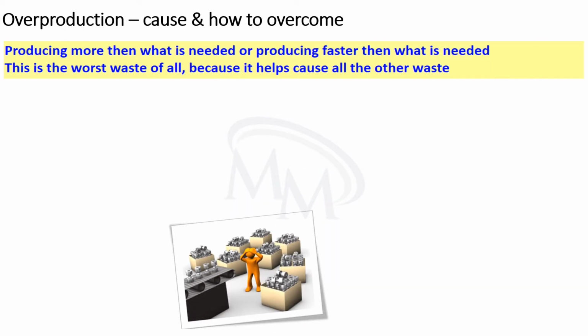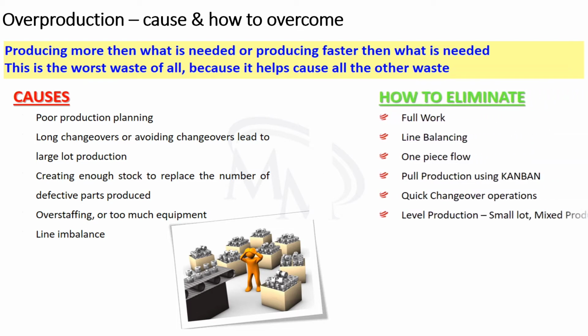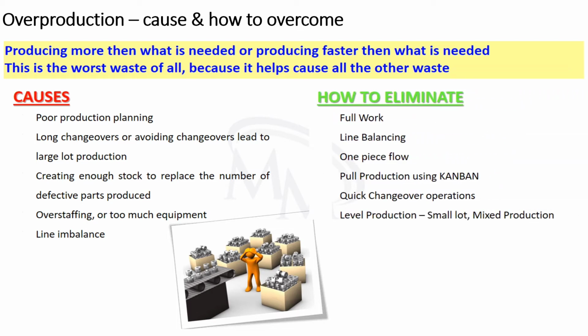Overproduction means producing more than what is needed, or producing faster than what is needed. This is the worst waste of all, because it helps cause all the other waste. It is caused due to poor production planning, long changeovers, creating more stock to replace the defective parts, overstaffing or more equipment resources, and line unbalancing. You can eliminate this waste by balancing the line and ensuring single-piece flow, using Kanban system, implementing quick changeovers and planning level production, which means mixed production.